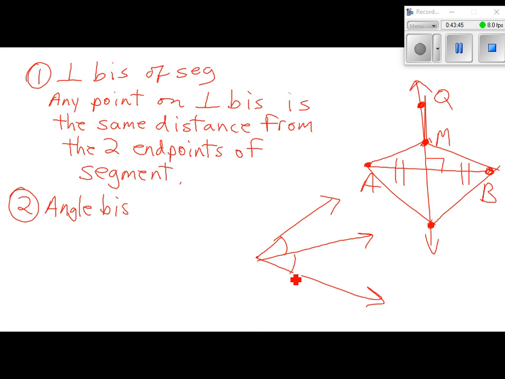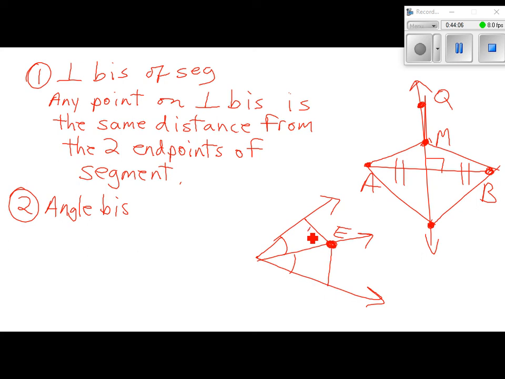Perfect line. So we have this. We know that those two are congruent. We had a theorem. The angle bisector theorem said any point that falls on the angle bisector. So if I pick that point right there, that's point E. What do we know about that point E?